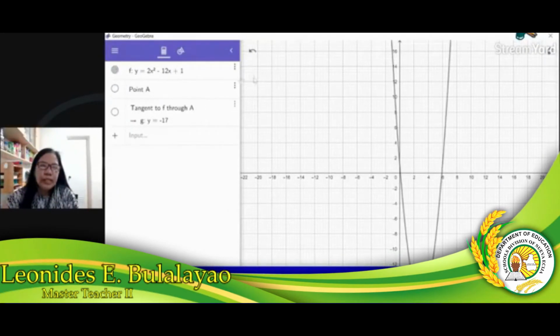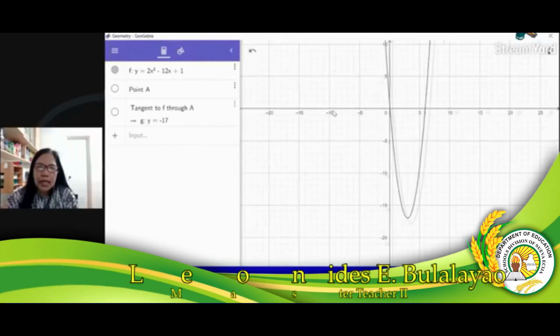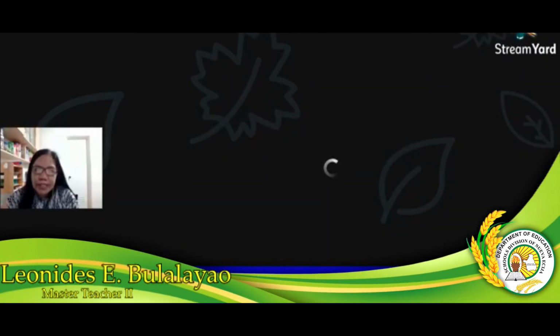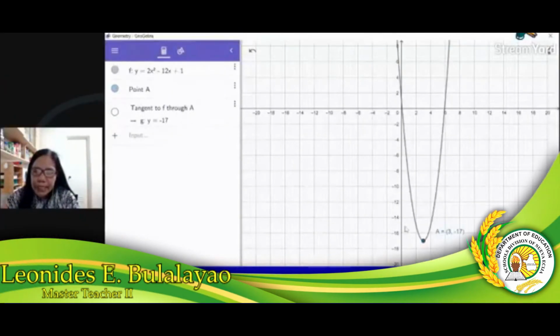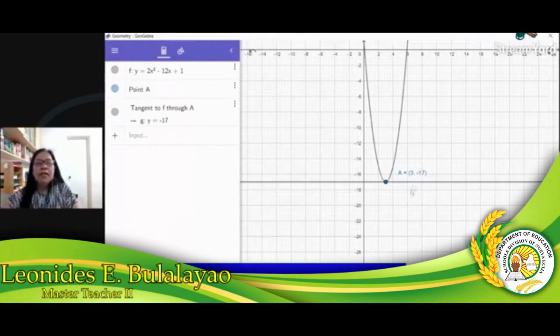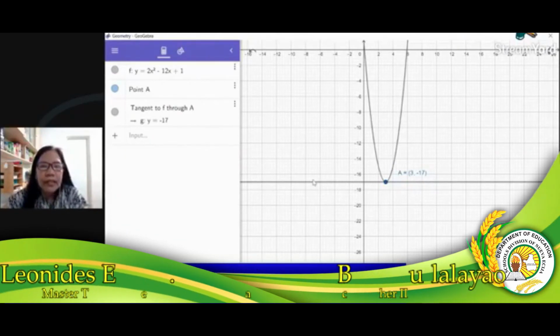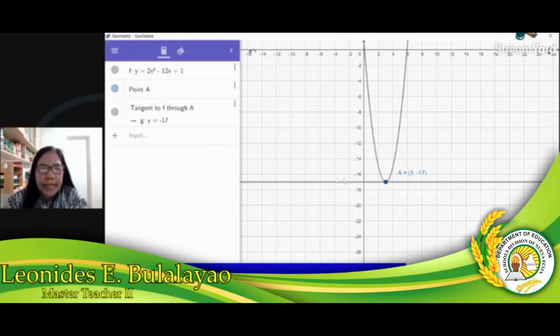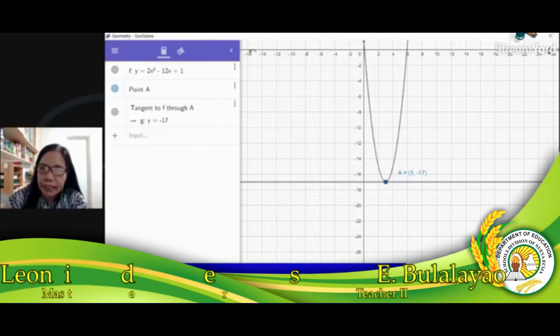So let's have 2x squared minus 12x plus 1. This is our function. And we have the point (3, negative 17). As you can see, this is the point (3, negative 17). And if we draw the tangent line at this point, we have the horizontal line. And again, the slope of this line is 0, and the equation of this line is y equals negative 17.